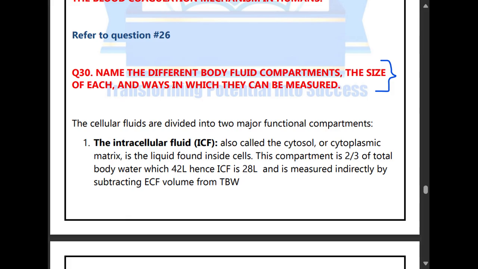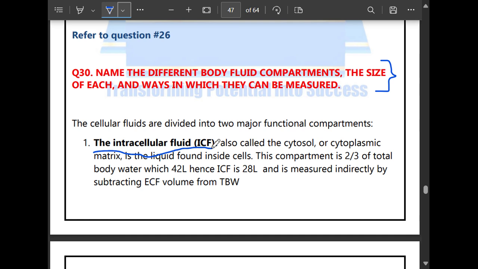This question says, name the different body fluid compartments, the size of each, and the ways in which they can be measured. When it comes to body fluids, you must understand that they are divided into two major functional compartments. Are we together? I believe we are all aware of those two major functional compartments. You have the intracellular fluid, which is the ICF, and then you also have the extracellular fluid, which is the ECF.